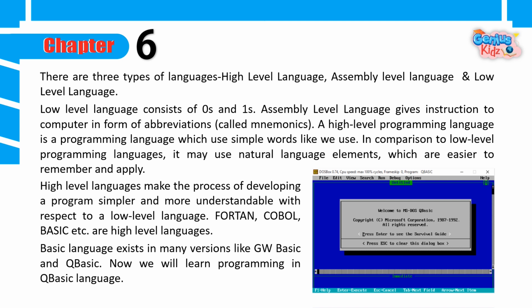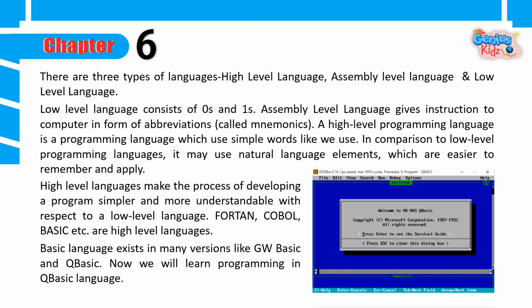A high-level programming language is a programming language which uses simple words like we use. In comparison to low-level programming languages, it may use natural language elements, which are easier to remember and apply. High-level languages make the process of developing a program simpler and more understandable with respect to a low-level language. Fortran, COBOL, BASIC, etc. are high-level languages.